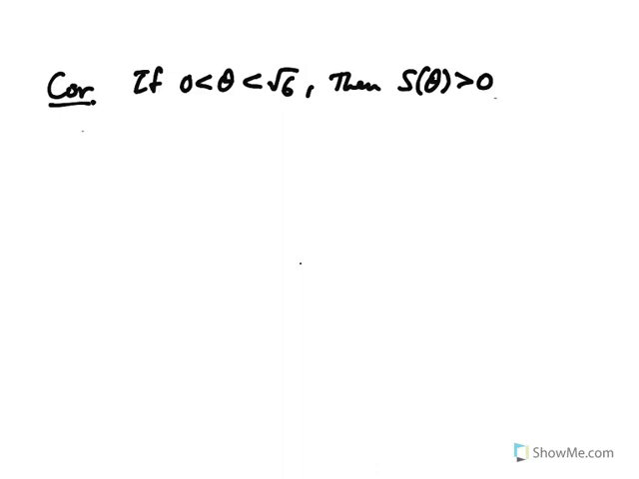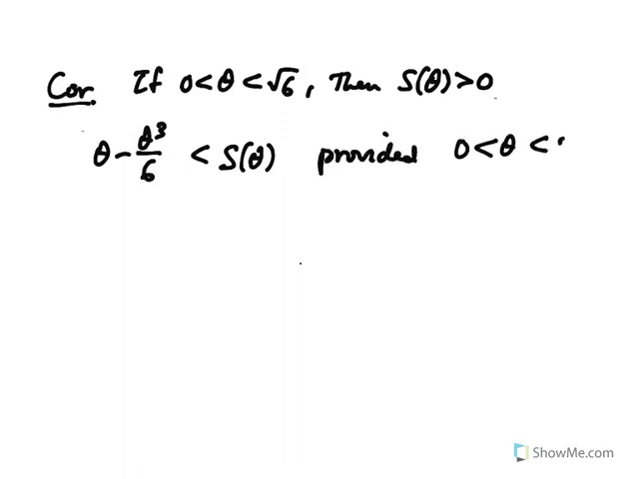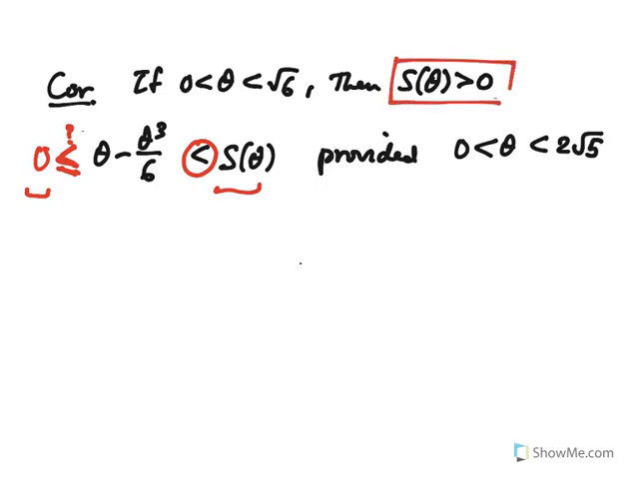All right, and the basic idea is very simple. It's just that we already have a lower bound for S of theta, which holds provided theta is positive and less than 2 root 5. Now, if I can then also force this lower bound to be positive, then S of theta will be positive by comparison. And actually even greater than or equal to 0 would be okay, because we still have this strict inequality here. So we can still conclude that S of theta is strictly positive, because this is a strict inequality already.